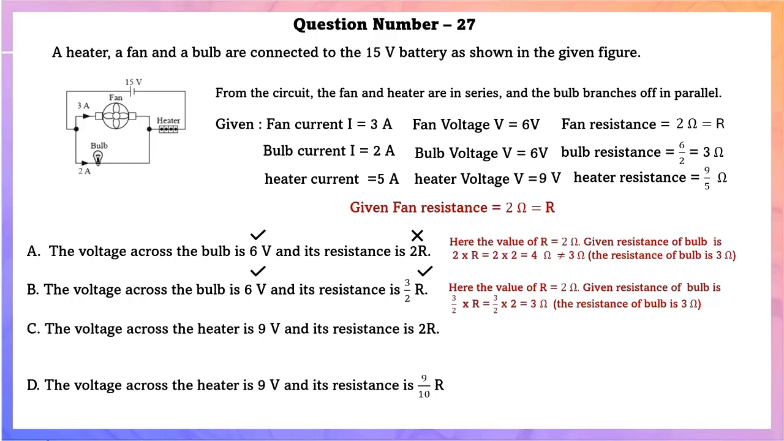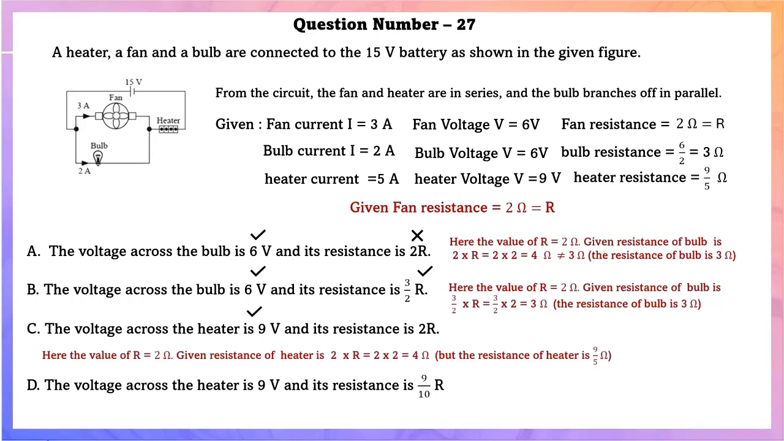The voltage across the heater is 9 volts. Yes, this is true. And its resistance is 2R. Here the value of R is equal to 2 ohms. Given the resistance of the heater is 2 into R, which is equal to 4 ohms. But here we have the resistance as 9 by 5 ohms. So this is wrong. In the D option, the voltage across the heater is 9 volts.